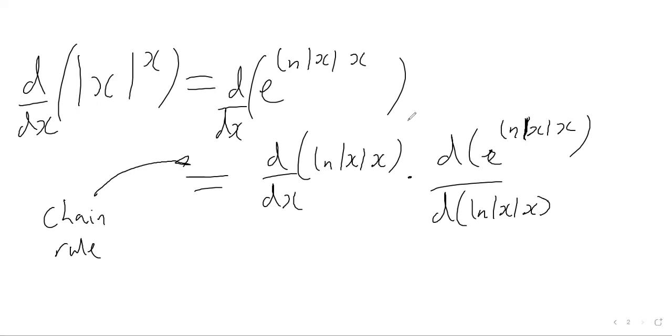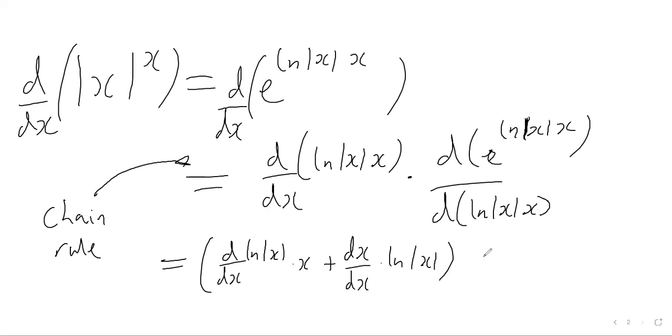So differentiating this first part here, the natural log of the modulus of x times by x. So this is now the product rule. You've got the product of two functions there. So using our product rule, this is going to be the derivative of ln mod x times by x plus the derivative of x with respect to x times by ln modulus of x. And that's the first bit, which we'll simplify in a minute. And then this second bit over here, the derivative of e to the ln x times by x with respect to ln x times by x.